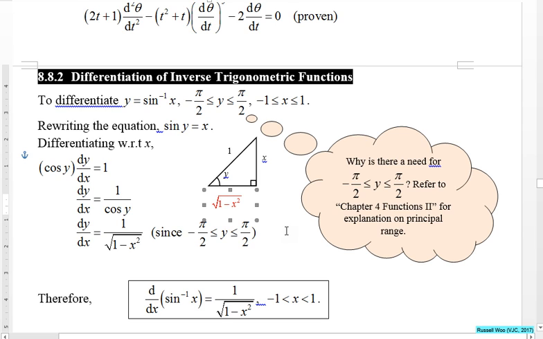Okay, next. We want to learn how to differentiate inverse trigo functions. Now, okay, pause. The end result, we want to know this. That means differentiating sine inverse x gives this. Now, that's my objective. What happens before this is the proof.